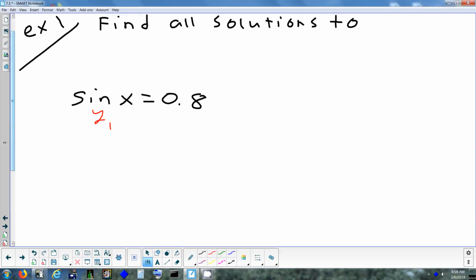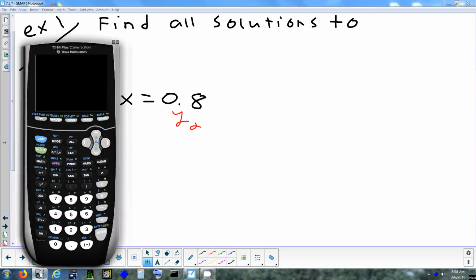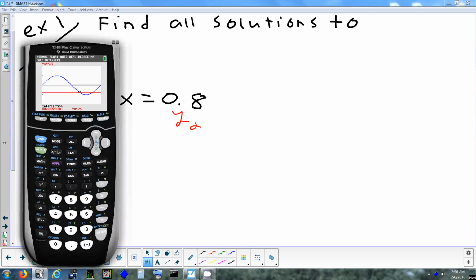All right, y1 and y2. So let's type it in. Okay, and I'm going to do it in radians. So set my mode to radians. I've got sine already typed in. Put in 0.8 into y2. And now for sine, what's the period of sine?